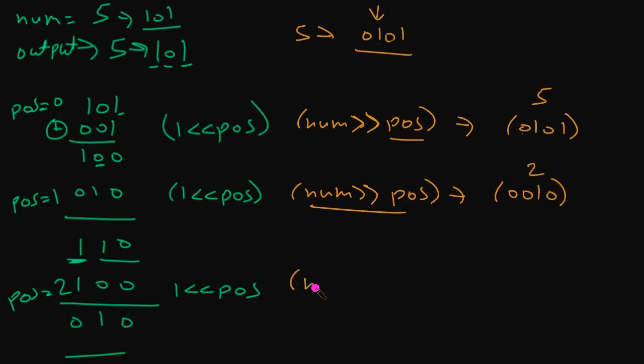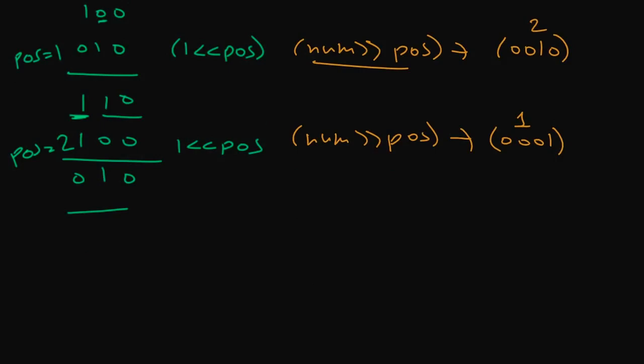Again, we will do the same thing here. Num shifted by position, and when we shift it by 2 times, it will become 0001. So it is non-zero, 1. So we will flip the second bit also. Now we will continue for position equal to 3. First of all, we will check the same value. So when we shift 5 by 3, it will become 0000, and the decimal value is 0. The moment the decimal value becomes 0, it means there is nothing on the left-hand side of this bit. So we will stop. We will not flip the third bit. So that is the whole algorithm.